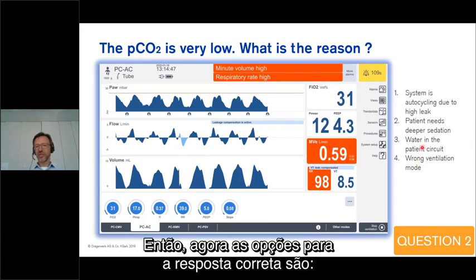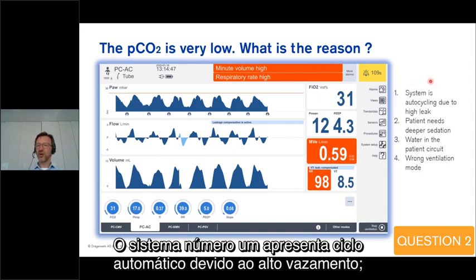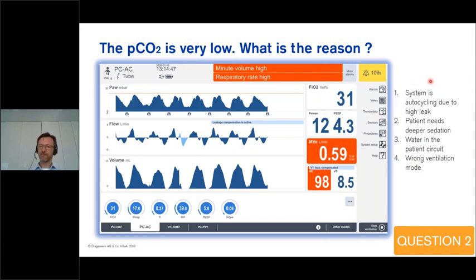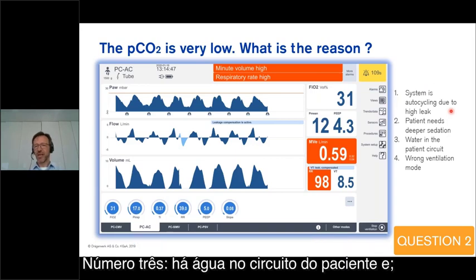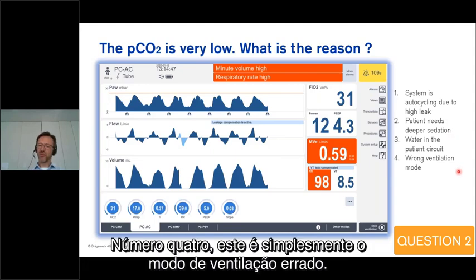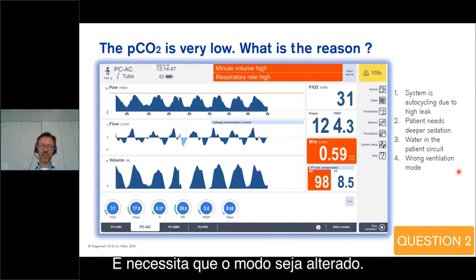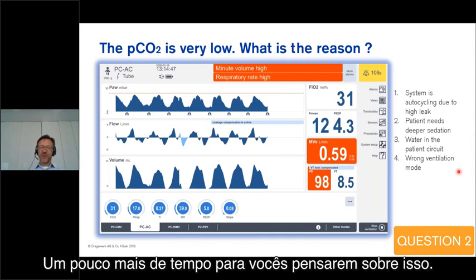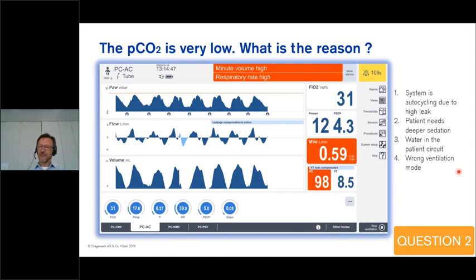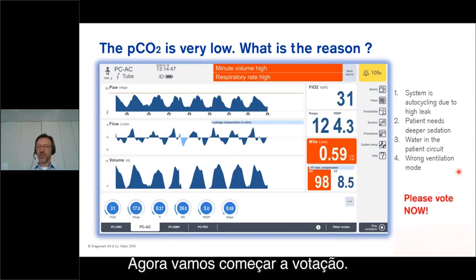So now the choices for the correct answer: number 1, system is auto-cycling due to high leak. Number 2 is patient needs a deeper sedation. Number 3, there's water in the patient circuit. And number 4, this is simply the wrong ventilation mode, so please change the mode. We give you a little bit more time to think about this. And now we will start the voting.